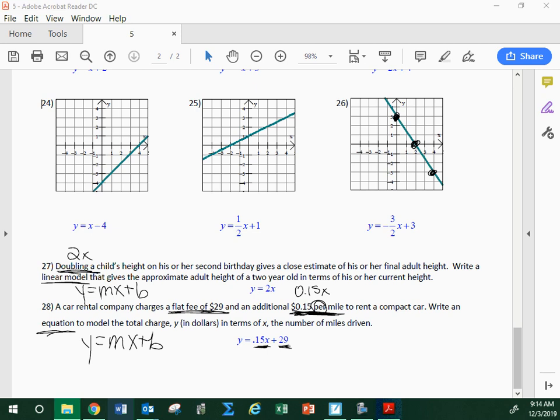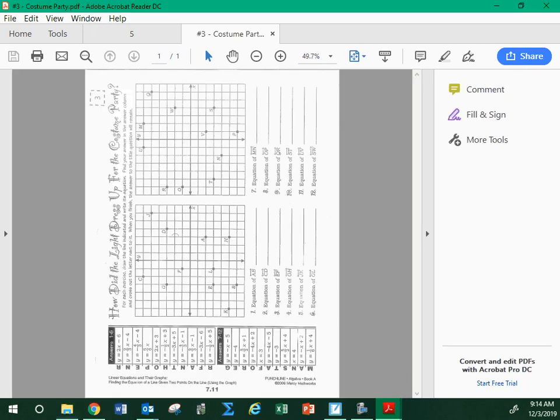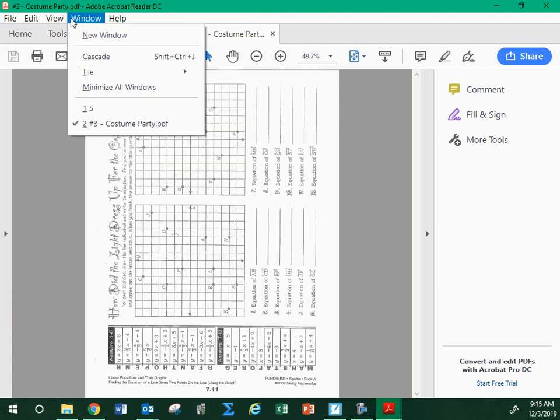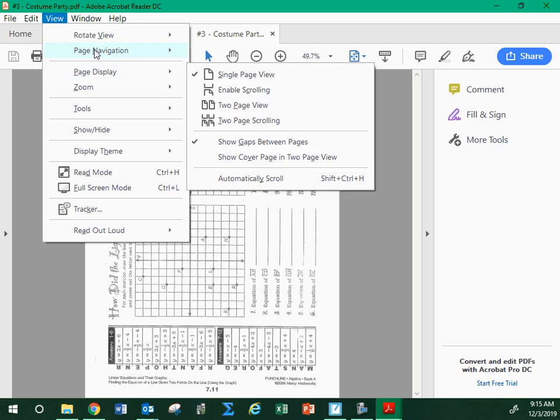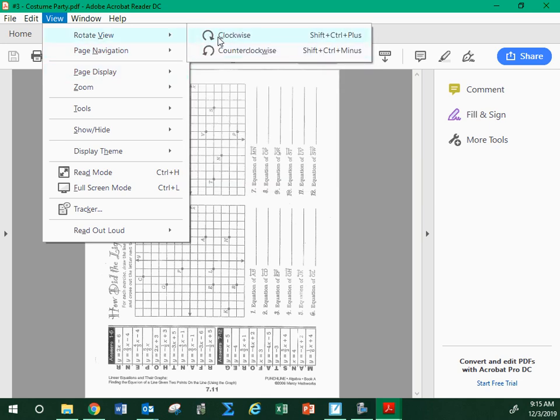Wait, I have a question. Do we have to do these? Or do we have to do these? Follow the directions. Let's see what they say. Oh, so you have to do these.